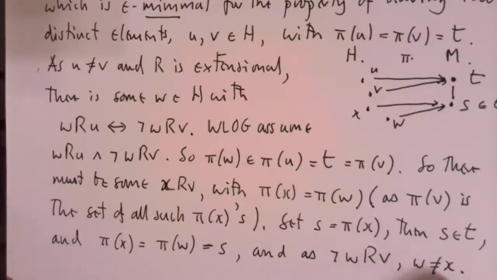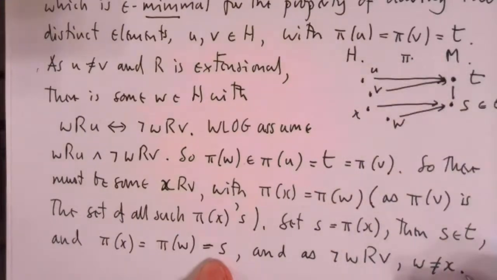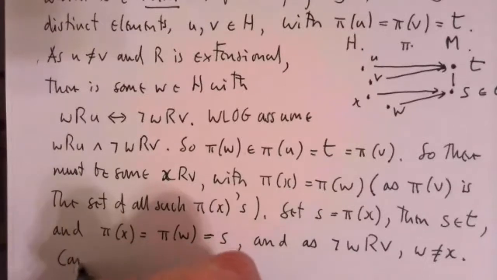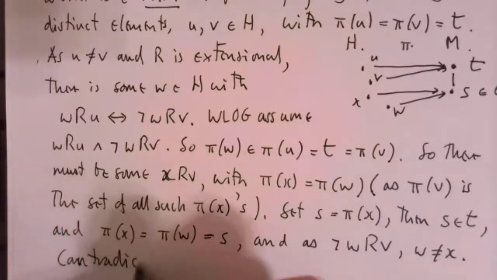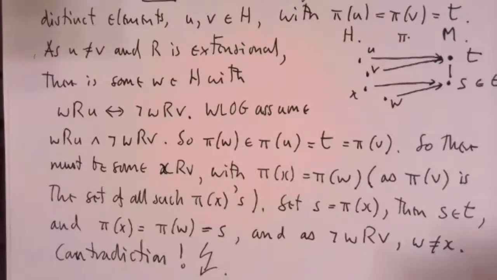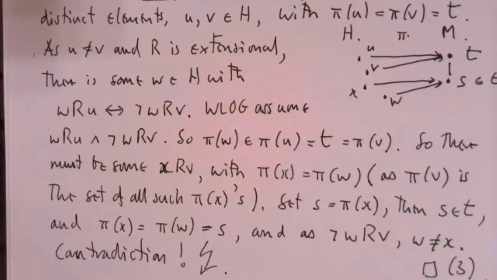So what have I got? I've got an X and I've got a W, and they're both sent to the same place, which is epsilon below T. So I've instantiated this diagram here. So that gives me my contradiction. And that finishes 3. So surprisingly tricky bit of the proof there.